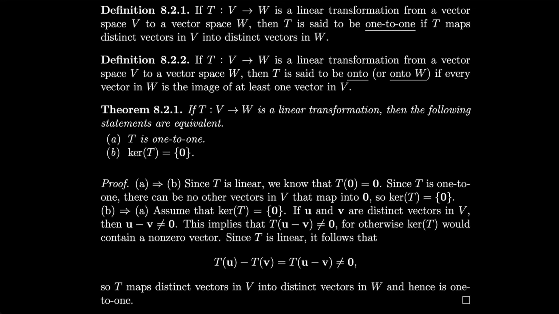So then, since T is linear, we must have that T of U minus T of V is equal to T of U minus V. That must be not 0. So that means that TU is not equal to TV whenever U is not equal to V. In other words, T maps distinct vectors in V into distinct vectors in W. In other words, it's one-to-one.